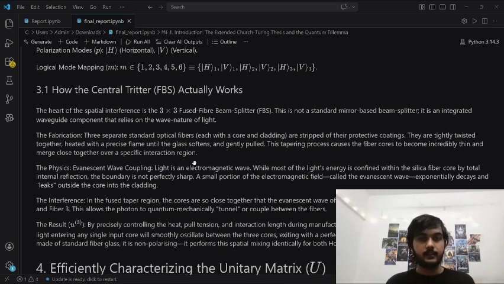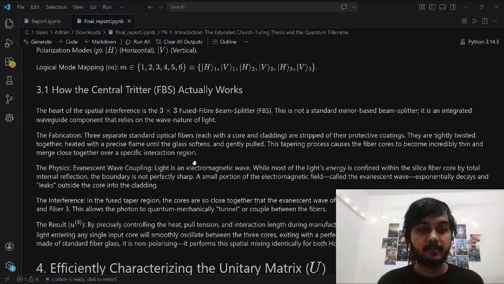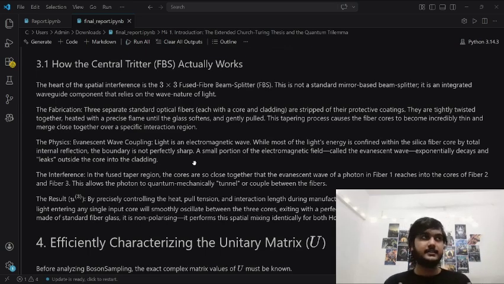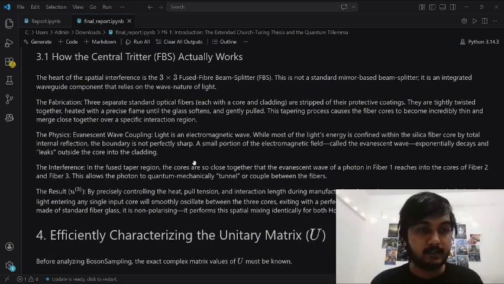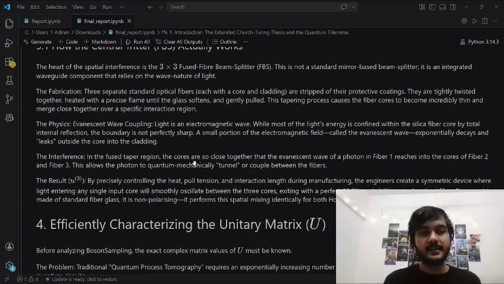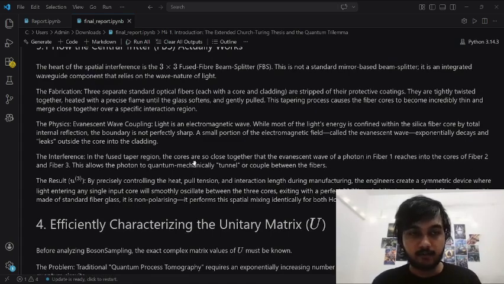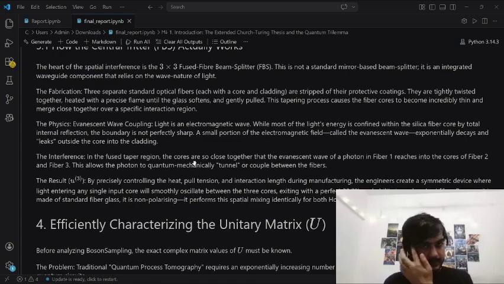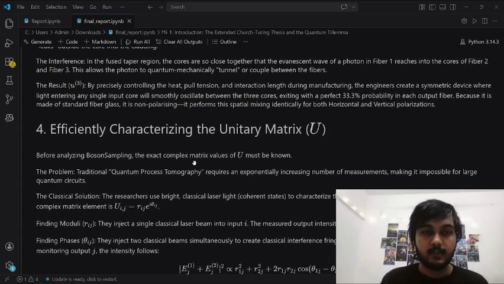Now the main part of the unitary matrix is our central FBS, the fiber beam splitter part. Basically, what it does is take the six modes as input and make them in such a way that each photon can now go into any of the six output modes. So it basically interferes them. The making of it is discussed in detail in this report.